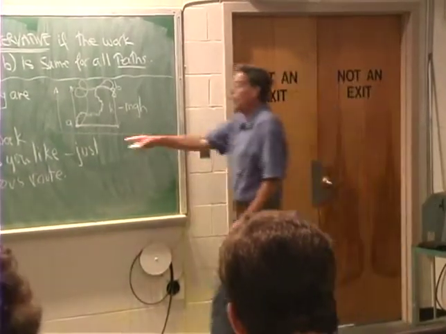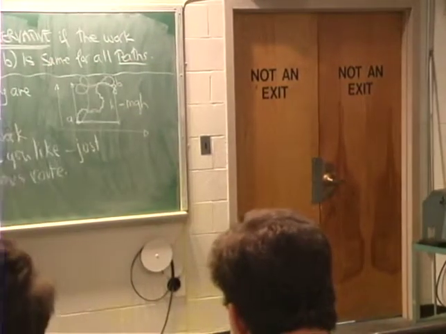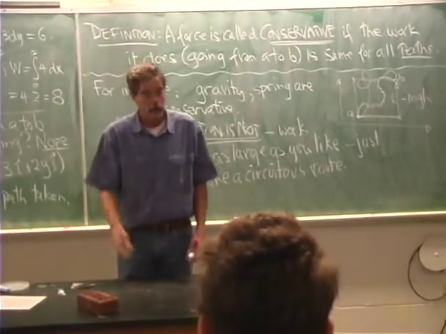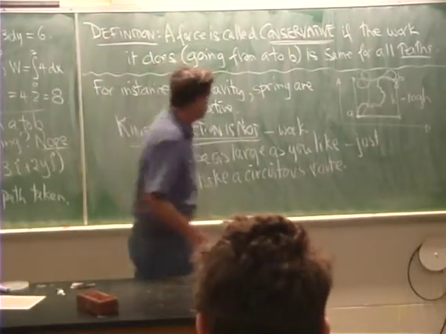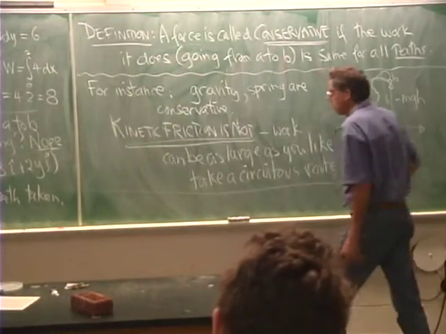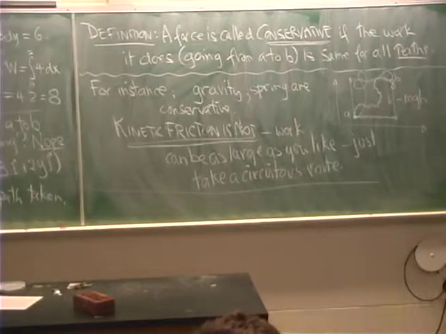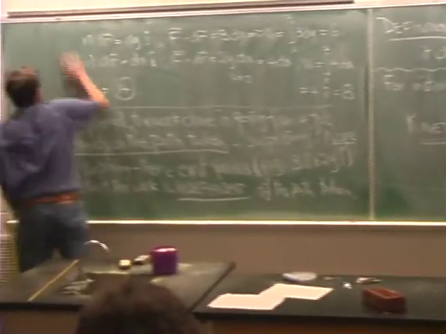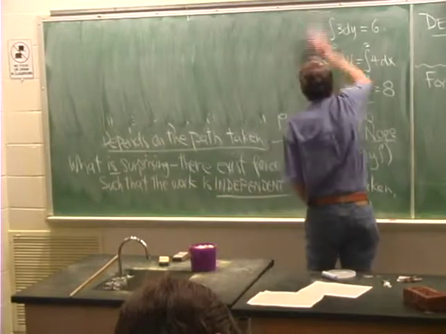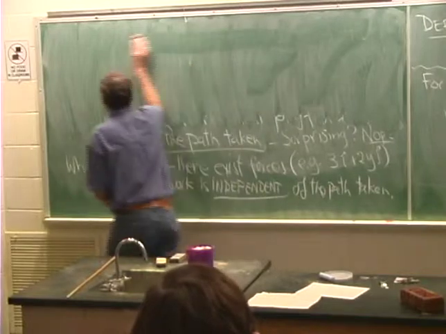On the other hand, for a non-conservative force like friction, even though I bring this back to the same point, I've done a whole lot of work in bringing it back to the same point. So another way of stating the criterion, actually, is that for a closed loop, a round trip, the conservative force does no work. The non-conservative force, in general, does do some work.